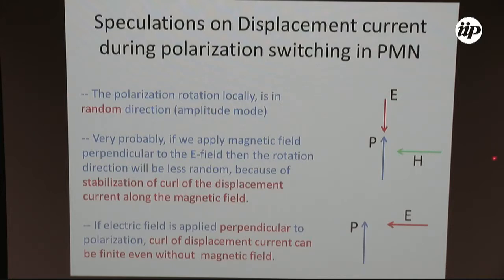But imagine that we apply a magnetic field perpendicular to the electric field. Then part of these circles of electric current will be influenced by this magnetic field, and in this way we can influence switching. I don't know what will happen, but we can. And as a last example, if polarization is up but the electric field is perpendicular, then polarization will mostly rotate to the left, which means that the displacement current in this case we expect to be finite. So we will have a magnetic field.